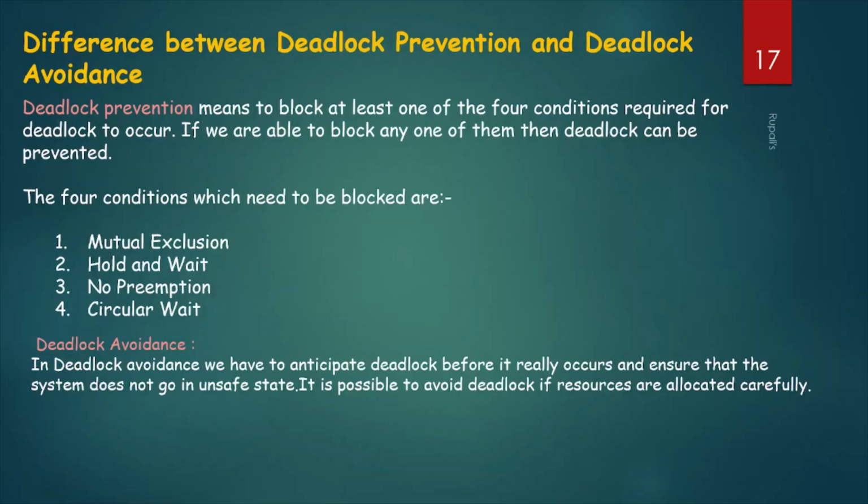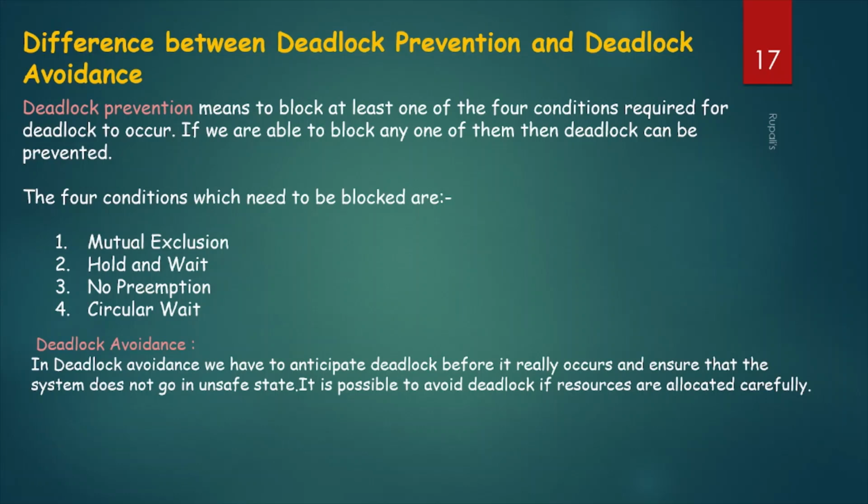Many times one question comes in your exam: what is the difference between deadlock prevention and deadlock avoidance? Deadlock prevention means to block at least one of the four conditions required for deadlock to occur. What are those four necessary conditions? They are mutual exclusion, hold and wait, no preemption, and circular wait. So if we are able to block any one of them, then deadlock can be prevented. That is called deadlock prevention.